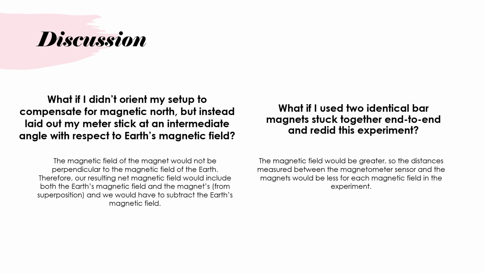And then if I used two identical bar magnets stuck together end to end and redid this, the magnetic field would be greater, so the distances between the magnetometer sensor and the magnets would be less for each magnetic field.